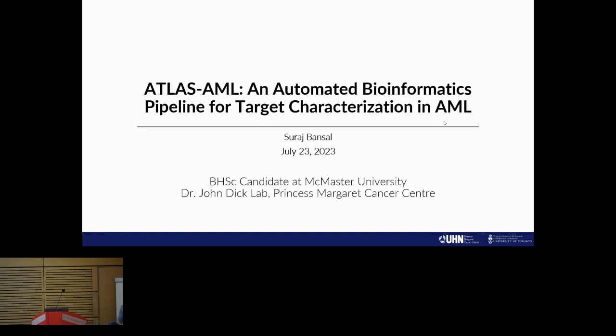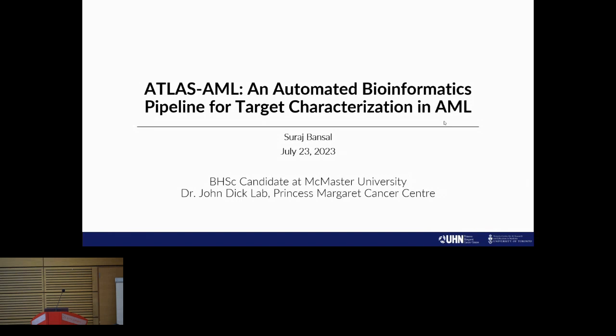I am an undergraduate student at McMaster University, which is in Toronto, Canada, and I'm also a research student in the Dr. John Dick Lab at Princess Margaret Cancer Center University Health Network, where we study a lot of things like stem cells and leukemia from a variety of approaches, including bioinformatics and experimental approaches.